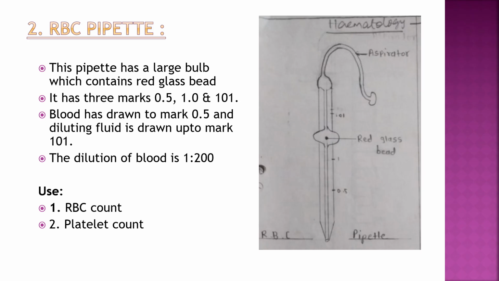Second thing required for the hematology laboratory is RBC pipette. So this pipette has a large bulb which contains red glass bead, so that we can differentiate it from the WBC pipette which contains white glass bead. It has three markings: 0.5, 1 and 101. So blood we have to take up to 0.5 marking, and then diluting fluid up to 101 marking, so that the dilution of blood with the diluting fluid is 1:200 for doing RBC count. So uses of RBC pipette is one, RBC count estimation, and second, platelet count estimation.